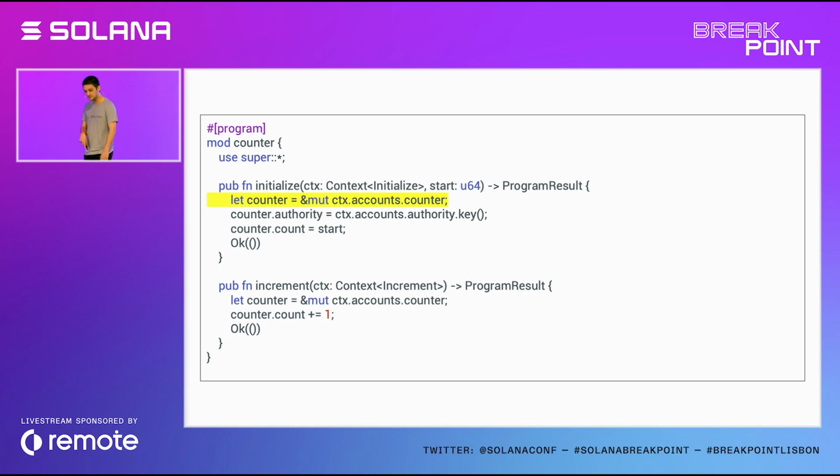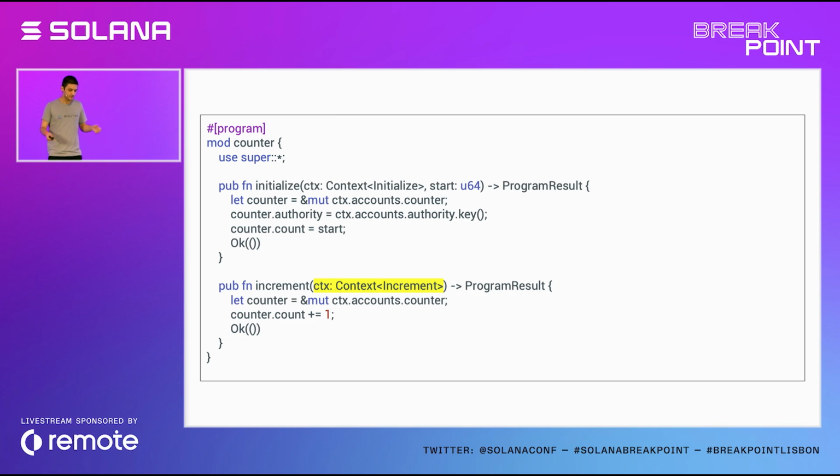As I said previously, this accounts context is what gives us access to all the data. So we're going to get a mutable reference, and we're going to initialize the data. We're going to set the authority, we're going to set the count, and then we're going to return success. And that's initialize.